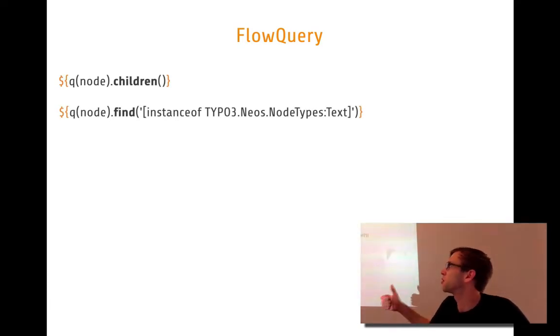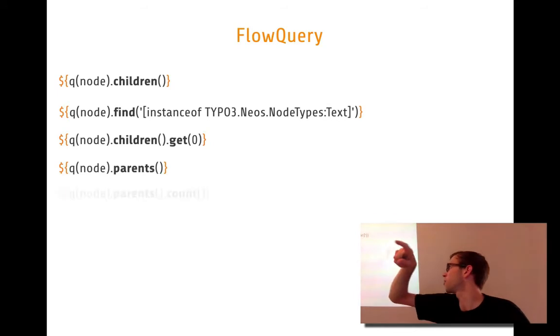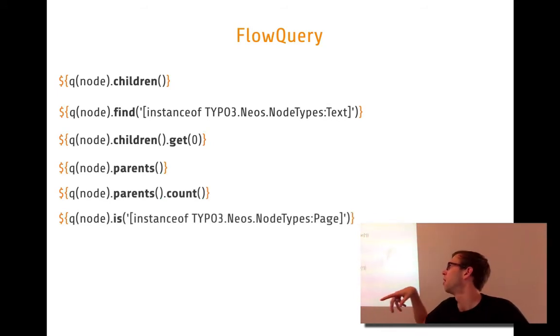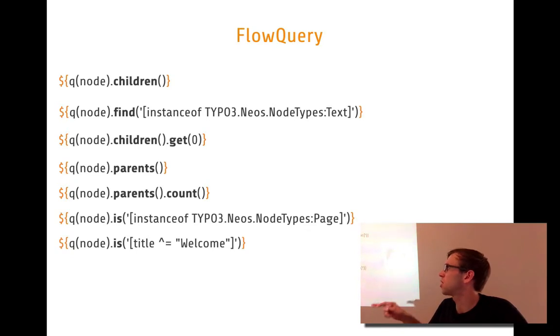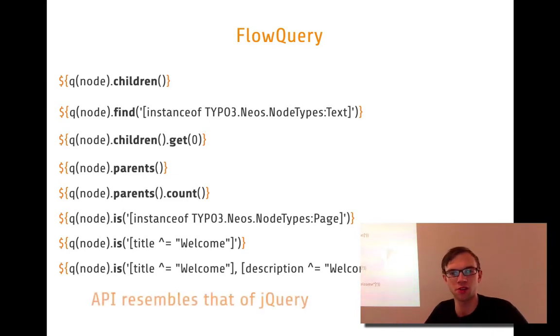Right. So as I said, you can go down. You can find things. You can get the first child. You can get all the parents. Count them. Check if the current node is a page. You can check if the title starts with welcome, or the title starts with welcome or the description starts with welcome. So that's pretty much like it is in jQuery.